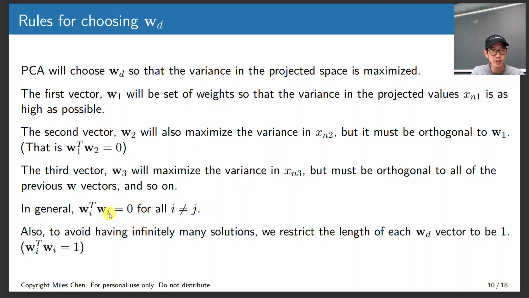Sorry, there's a typo here. It should say Wi transpose Wj, not the same subscript. This one should be a j. It is going to be 0 for all i not equal to j.